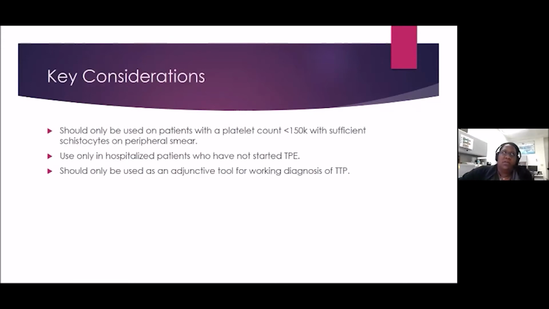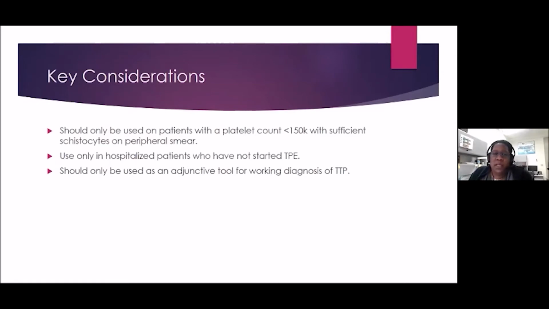There are some things you need to take into consideration when using the PLASMIC score. It should only be used with patients with a platelet count of less than 150 and with sufficient schistocytes on the peripheral smear. If they have a count less than 150 and no schistocytes, I really would not expect it to be a TMA. It should be used in only hospitalized patients who have not started plasma exchange. And it should not be relied upon solely to determine whether or not this patient may or may not have TTP. You still have to take everything into consideration.